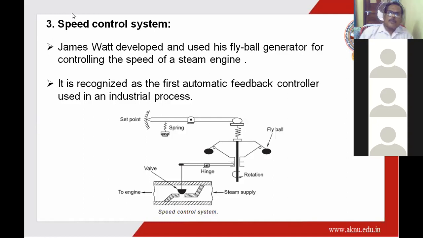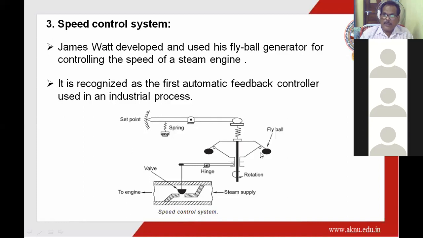The first speed control system that James Watt developed is the fly ball governor to control the speed. So this is one fly ball. By using this we can control the speed of the engine. It is recognized as the first automatic feedback control system to control the speed of the engine, particularly the steam engine. This was developed by James Watt.